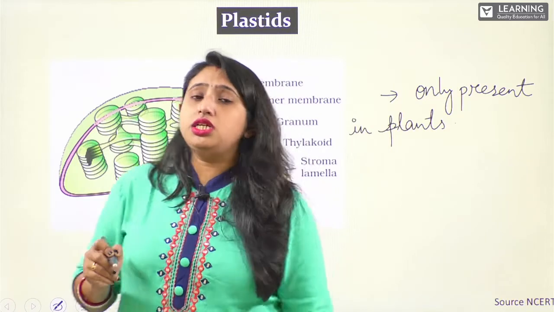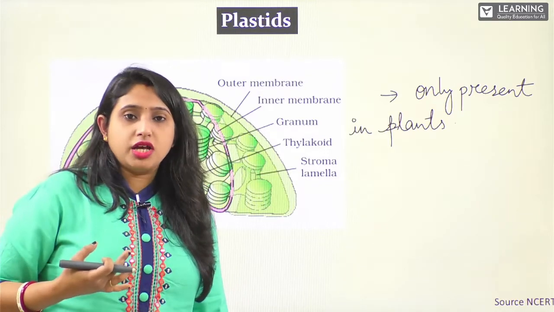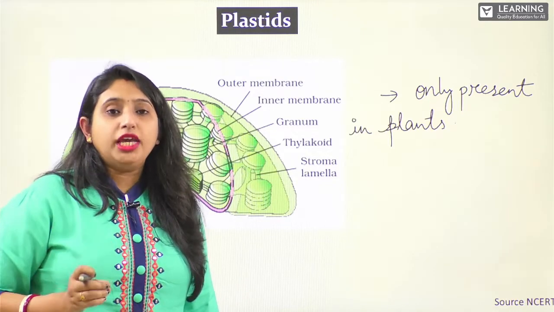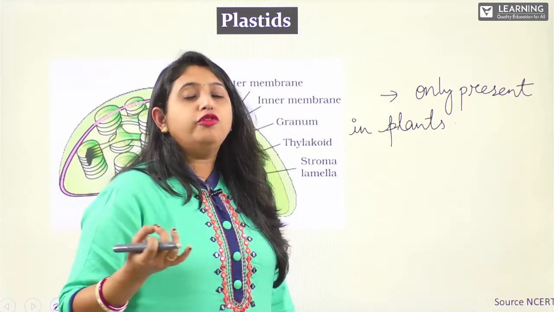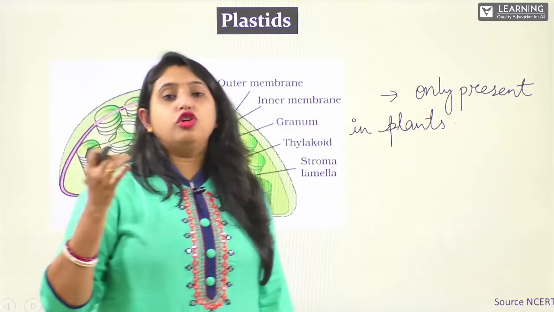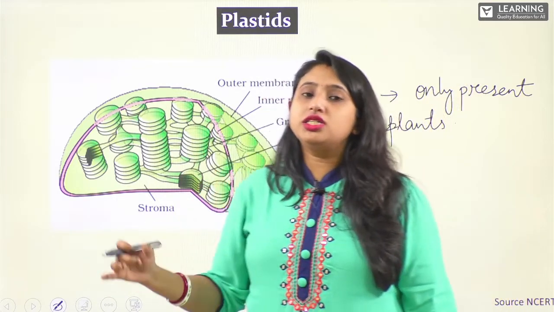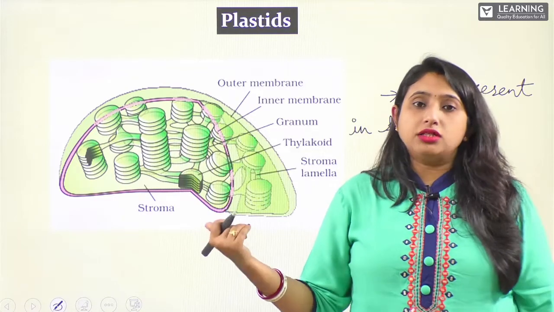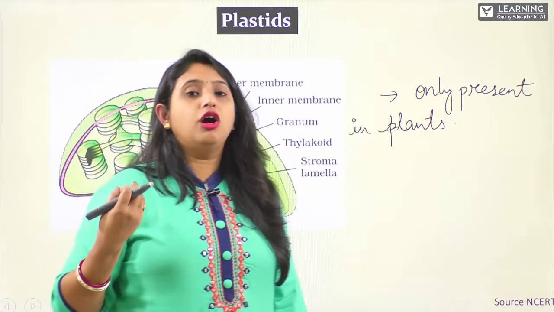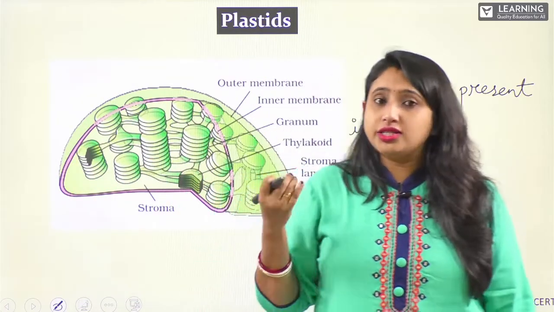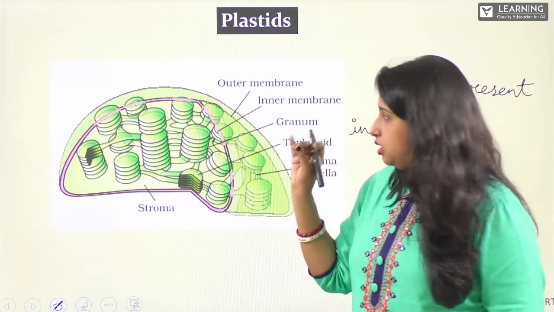Now, what is this plastid? What is the function of this plastid? Plastids provide various pigments to the plants. Like one of the plastids is the chloroplast. Chloroplast contains chlorophyll, which is a green color pigment. As you can see, this is the picture of the chloroplast. Plastid is a cell organelle which consists of various pigments which are necessary for the functioning of the plant cell.